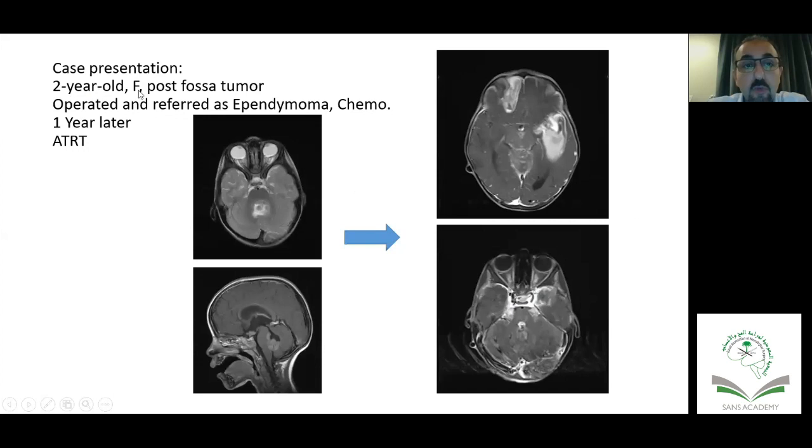So a 2-year-old boy we had in a hospital a couple of years ago, an innocent-looking 4th ventricular tumor, was referred as ependymoma. But when we reviewed the pathology, it was actually ATRT. One year later, extensive seeding everywhere, no response to chemotherapy. Very poor prognosis, ATRT.